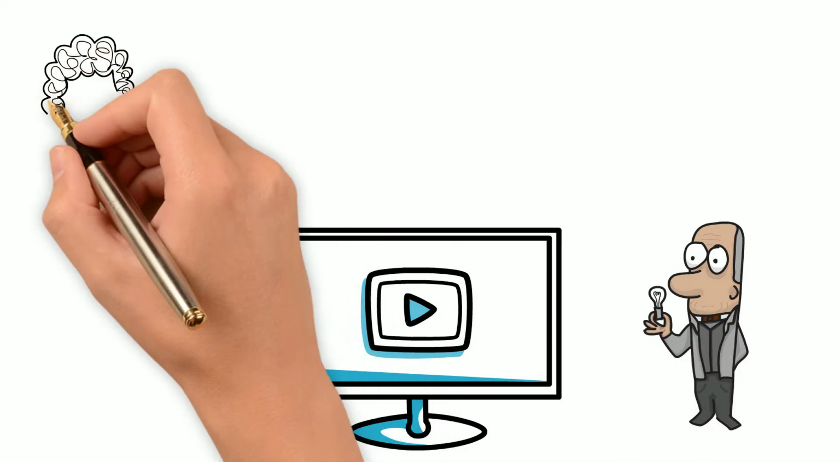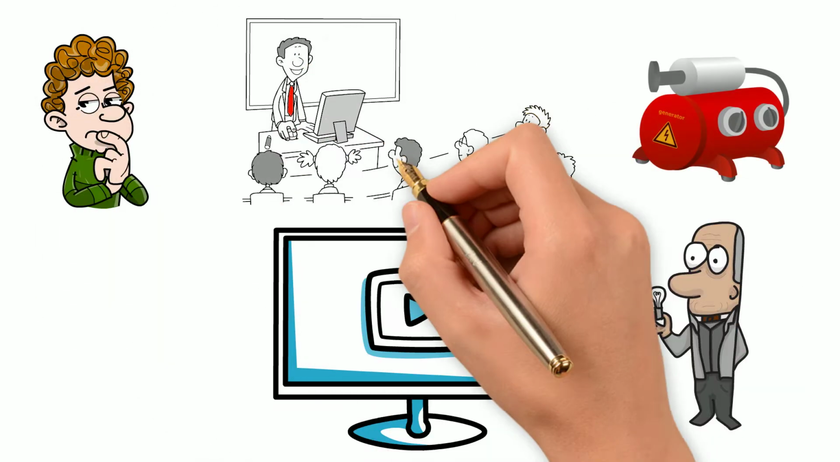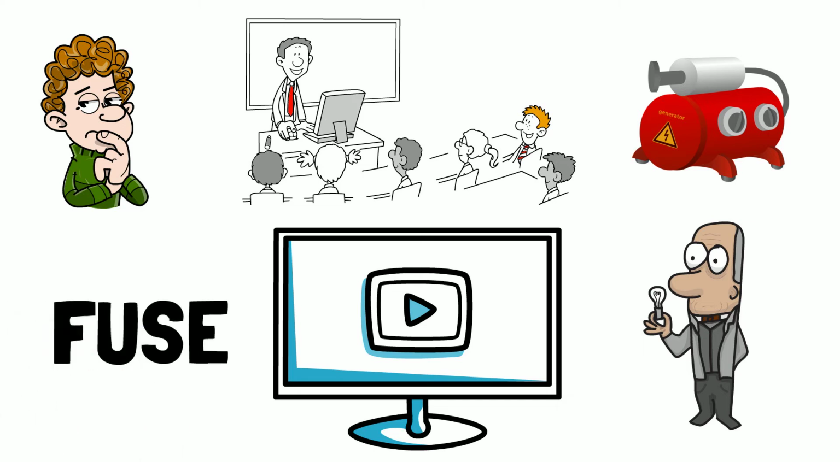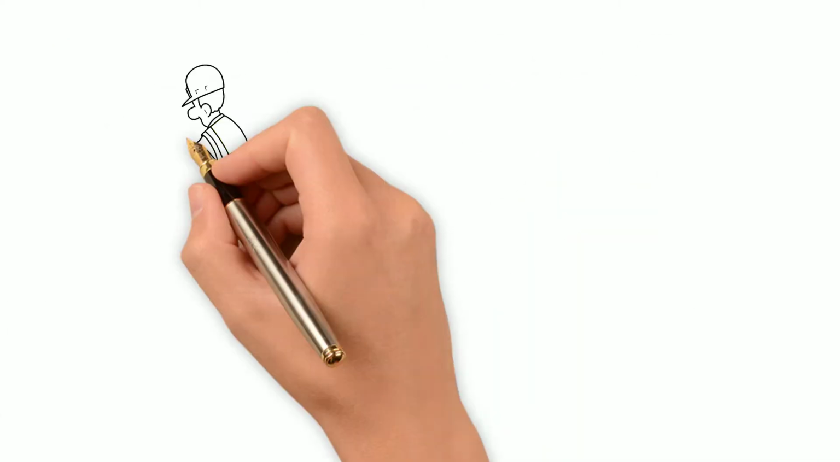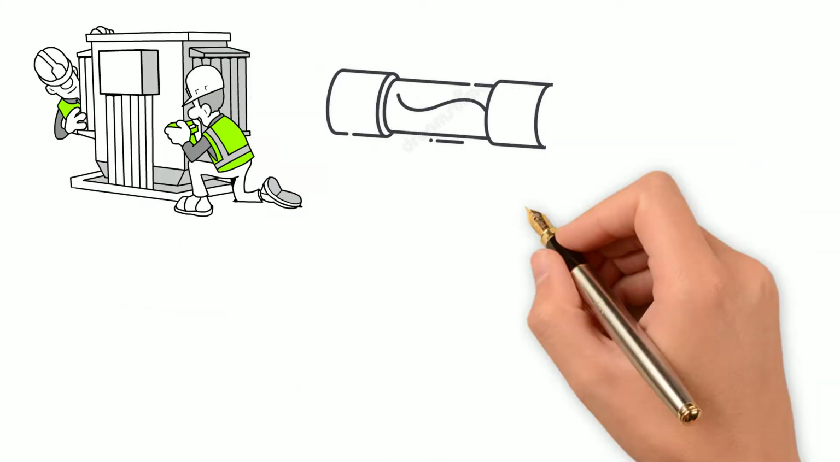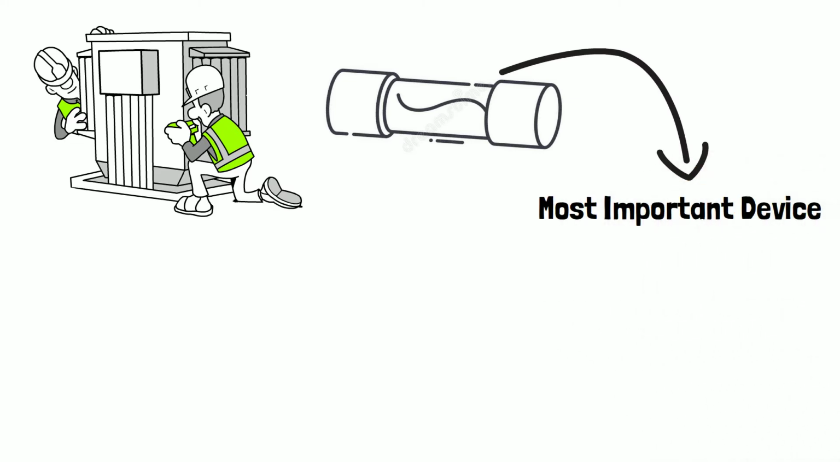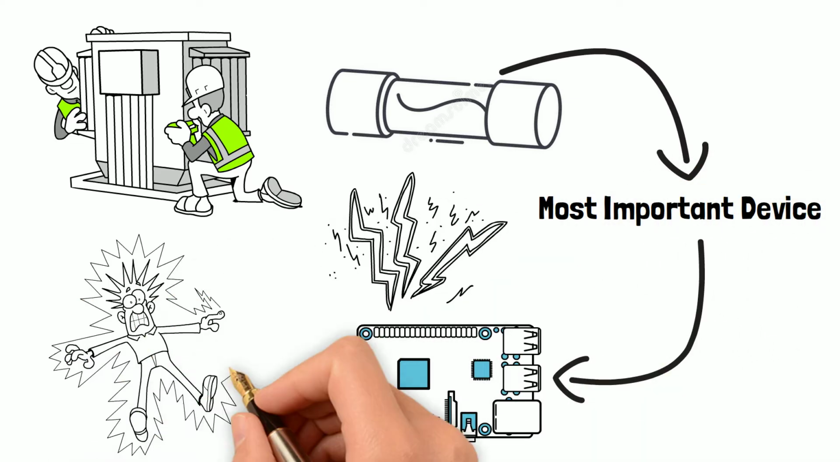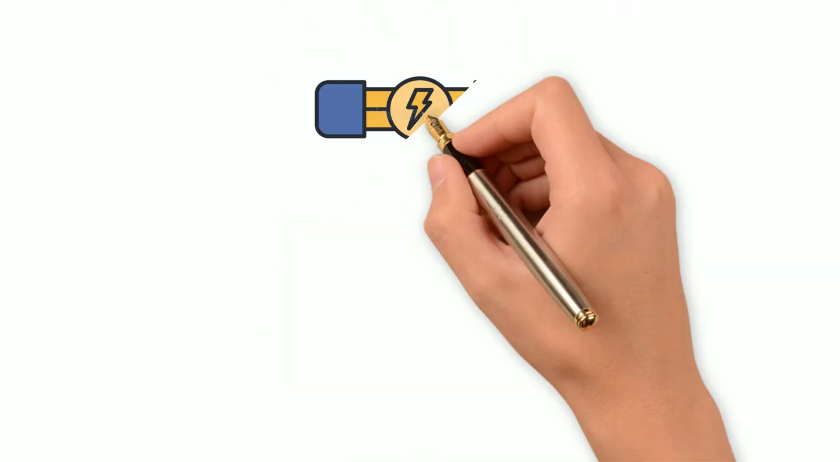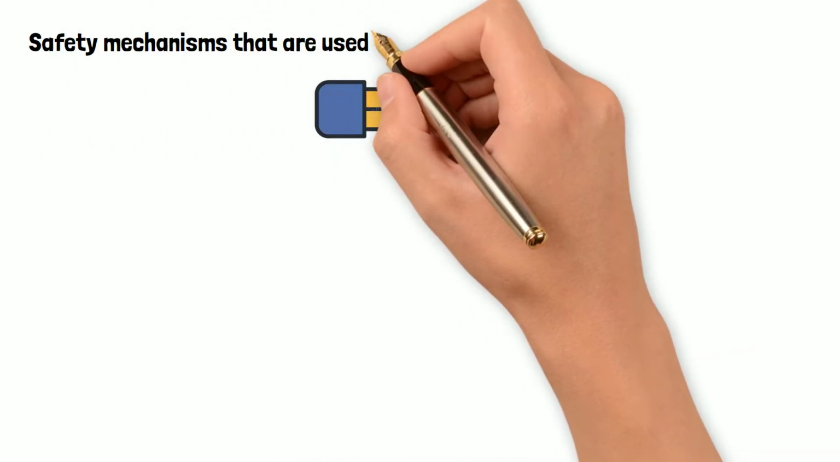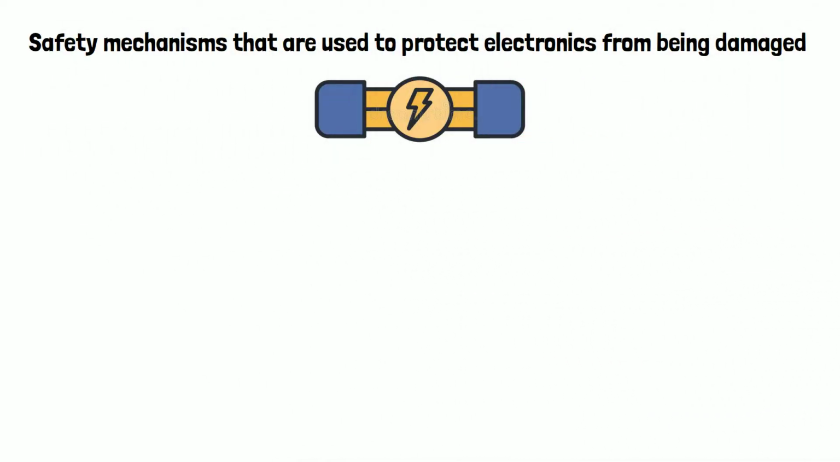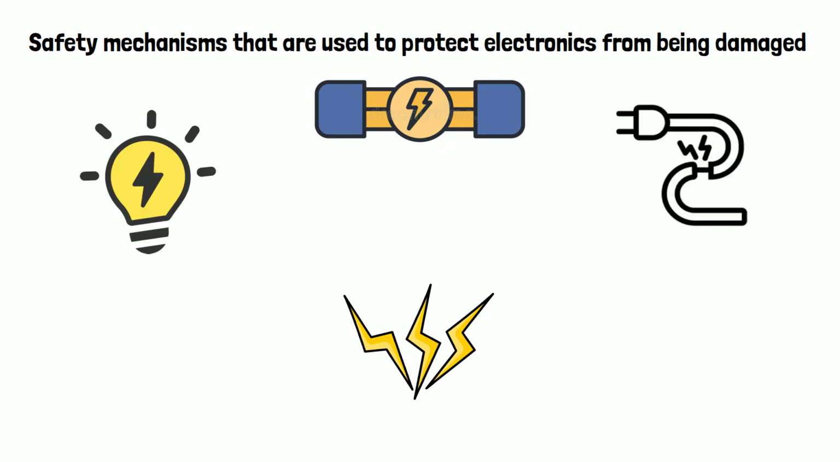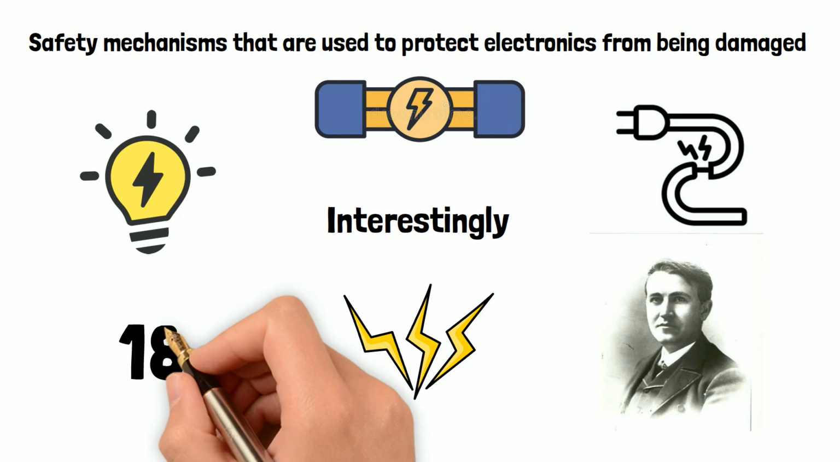If you have ever been in a situation where electronics are discussed, you might have heard the word fuse. So what is a fuse? When talking about any electronics, a fuse is considered the most important device that is employed in various electrical circuits because it gives protection from overcurrent conditions. Fuses are the safety mechanisms that are used to protect electronics from being damaged, especially when there are high voltage spikes, shorts, and overcurrents. Interestingly, the electric fuse was invented by Thomas Edison in 1890.